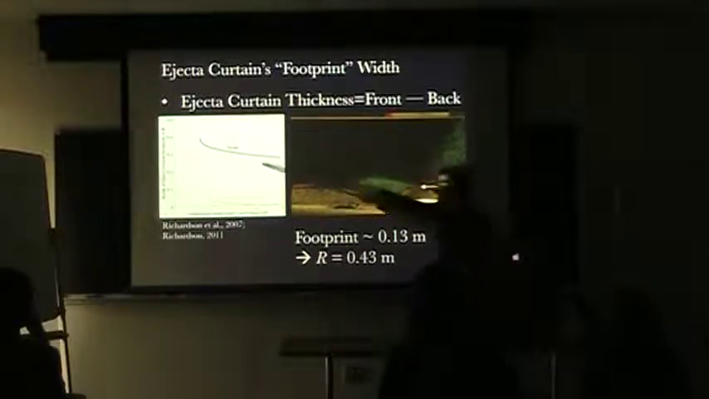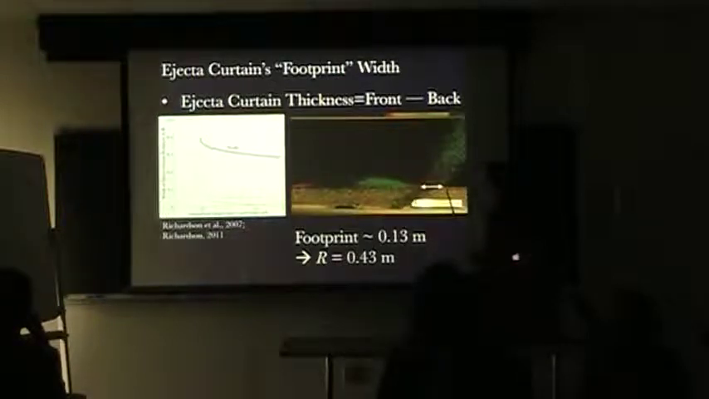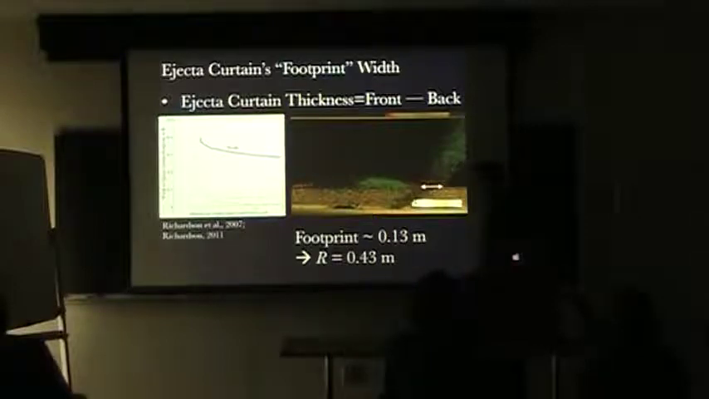When we take this scaling of 0.3 and we apply it to our measured footprint value of 13 centimeters, we're showing that our crater is only 43 centimeters in radius. This is still larger than craters that are possible to be made in laboratory experiments, but it is smaller than the velocity crater.